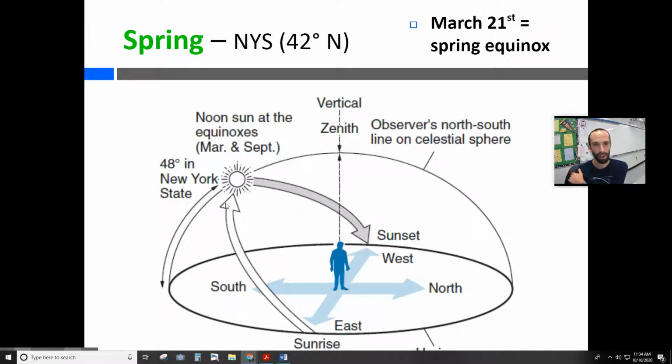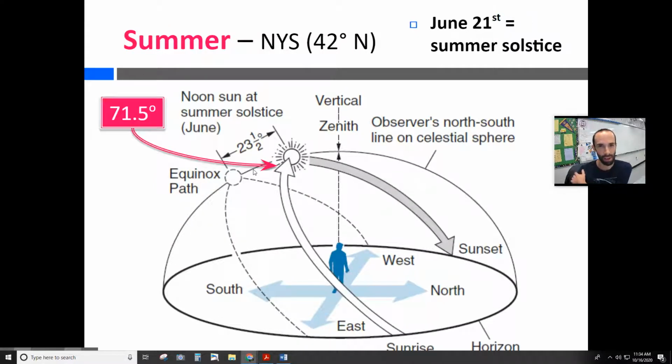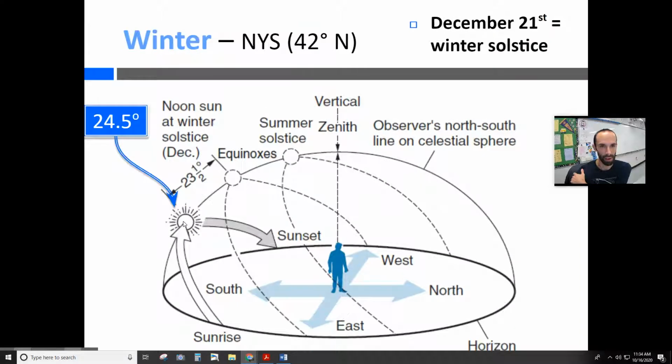the horizon. Now, I didn't point this out. I did this last week. I pointed this out, that there's a 23.5-degree difference between the equinox path and the summer solstice, and the winter solstice is down here. It's 23.5 less. And that's important. That's based upon the tilt of the Earth.